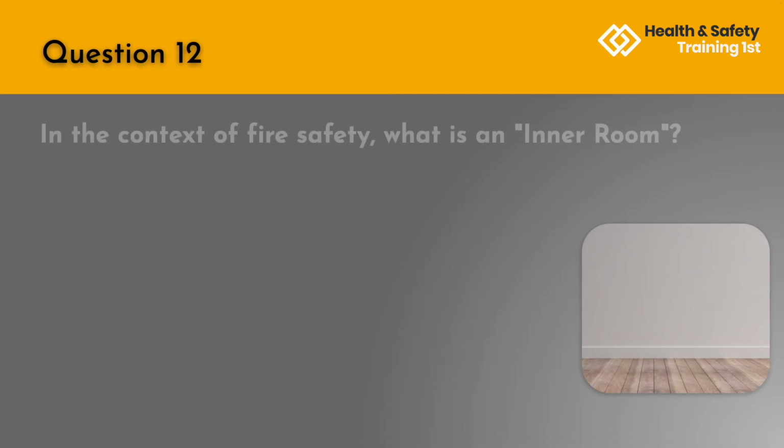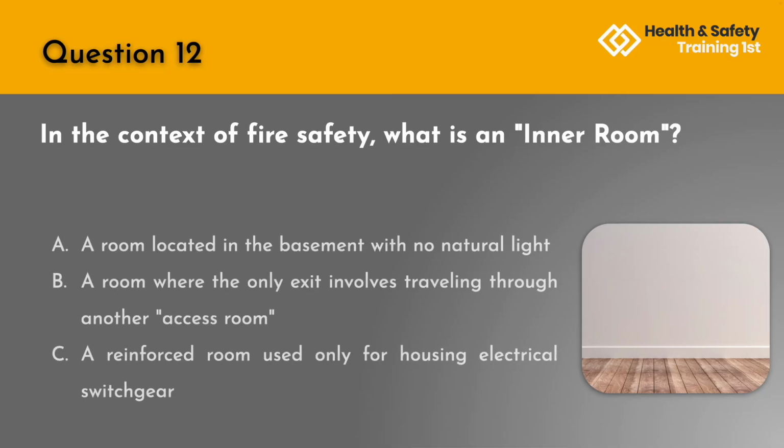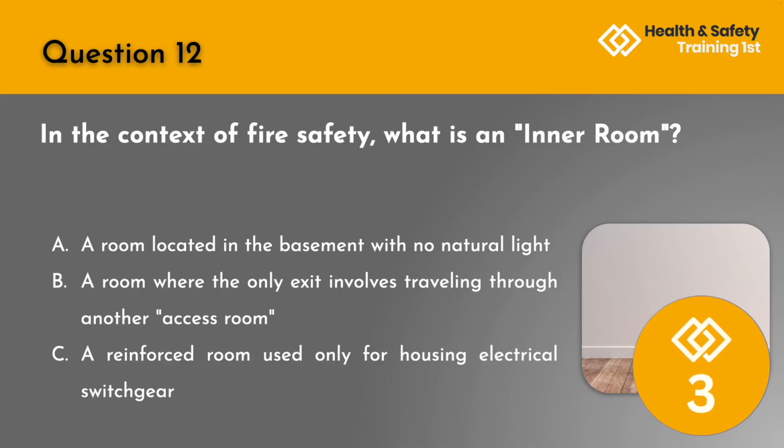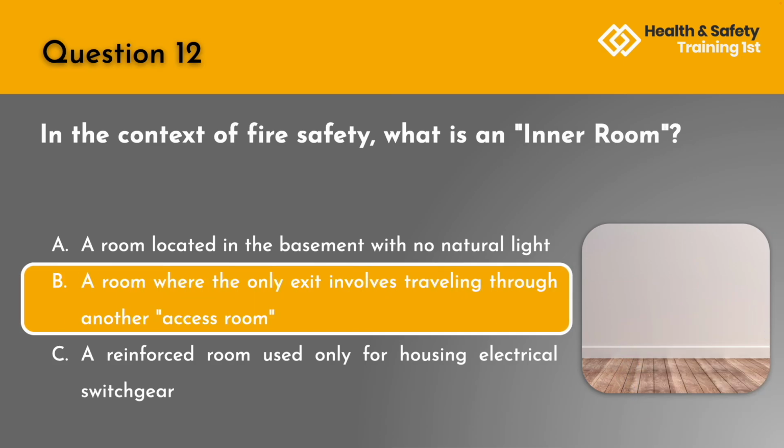Question 12. In the context of fire safety, what is an inner room? A. A room located in the basement with no natural light. B. A room where the only exit involves travelling through another access room. Or C. A reinforced room used only for housing electrical switchgear. The correct answer is B. A room where the only exit involves travelling through another access room.